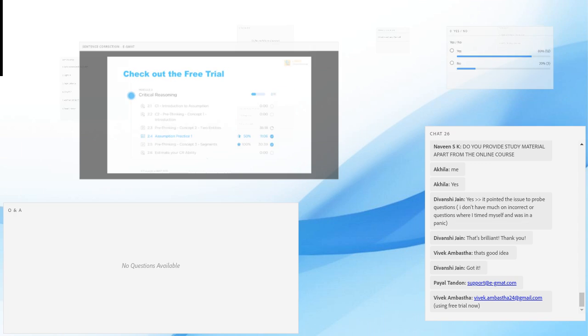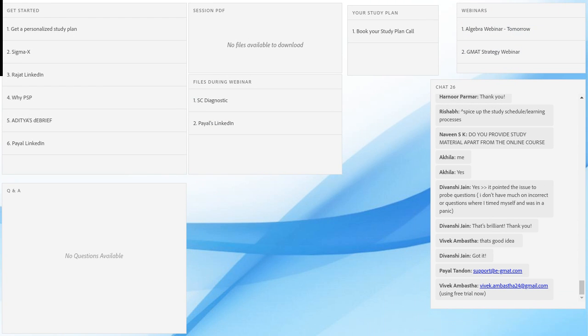All right, so with this, I'm going to change the pane here, and session PDF. Okay, I didn't share the right one. Let me share the PDF. I'll get the poll. I don't have feedback as well.